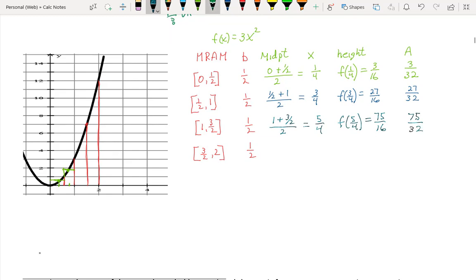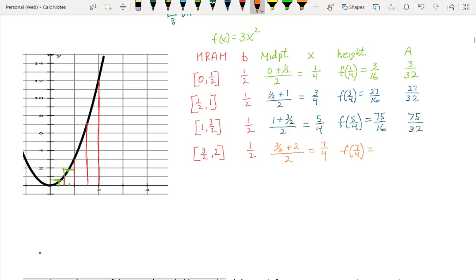Okay, and finally our last one here. So we'll go and do 3 halves plus 2, which is really 4 halves. So that's 7 halves divided by 2, which is 7/4. Then we'll find f of 7/4.